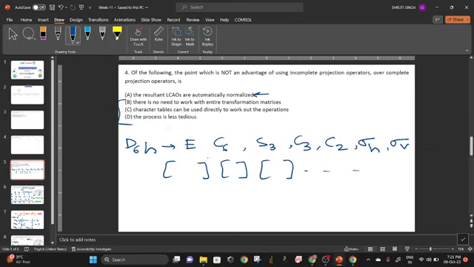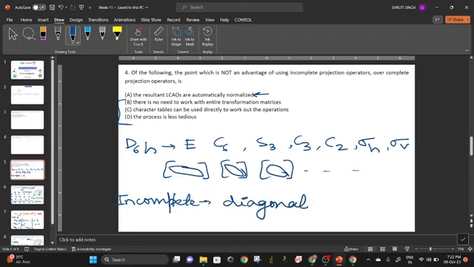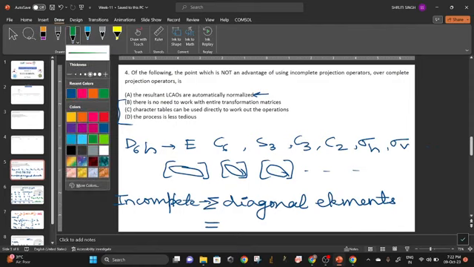the complete projection operator. But we don't need to do all this, because what is the incomplete projection operator? The incomplete projection operator only cares about the diagonal elements of these transformation matrices. And the sum of the diagonal elements refers to what? What is the sum of the diagonal elements of a transformation matrix called? It is the character, right? The character or the trace.